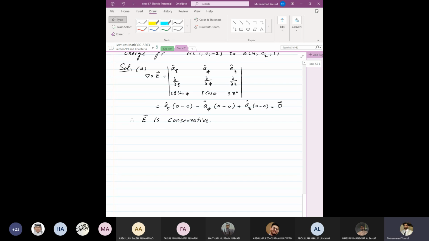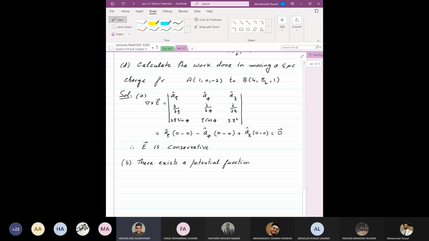Okay, when E is conservative, there exists a potential function. Doctor, for a z, it is not 0 minus 0, it is cosine minus cosine. Oh. Yes, you are absolutely right.